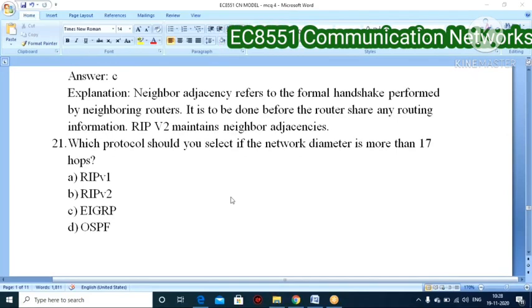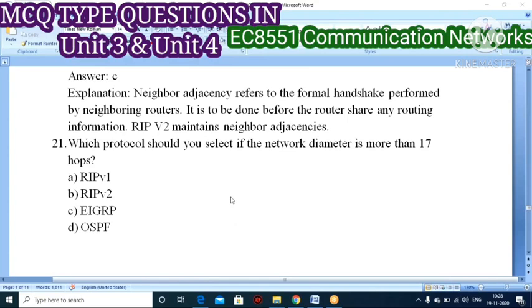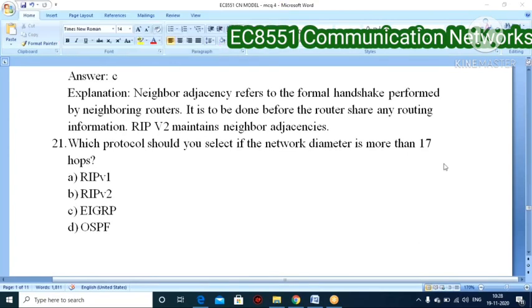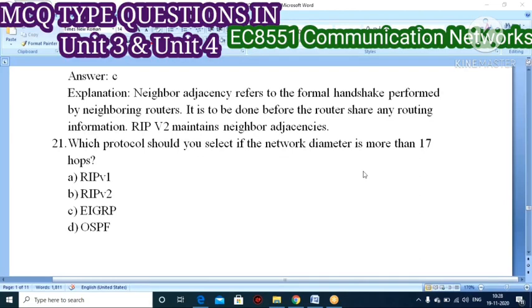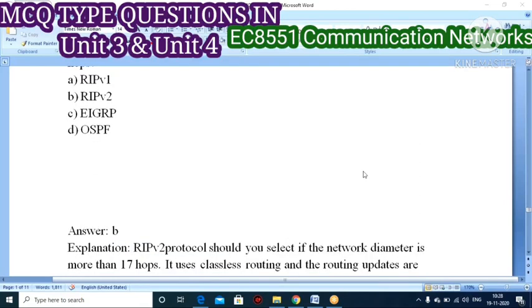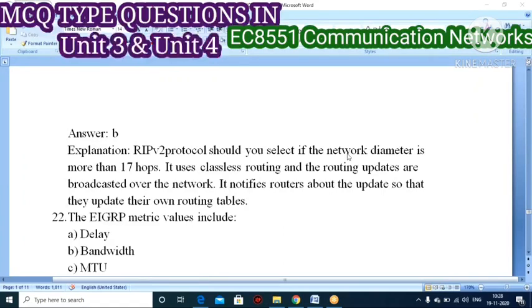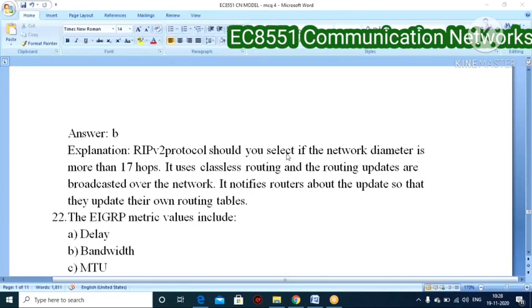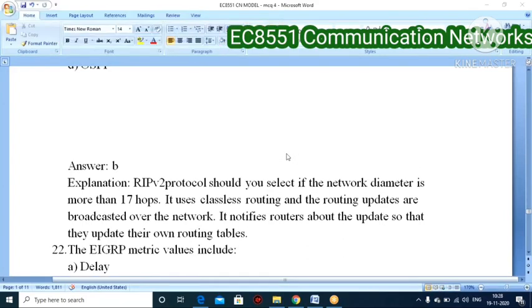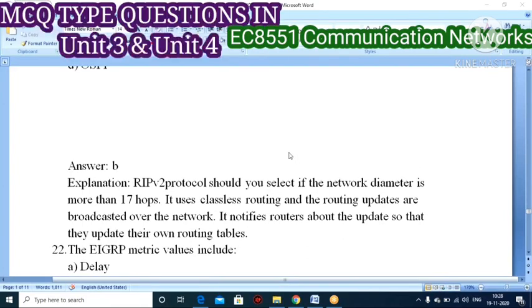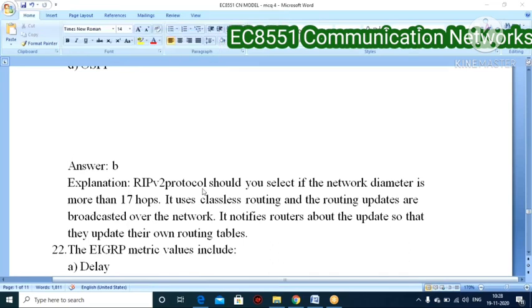Which protocol should you select if the network diameter is more than 17 hops? Version 1 or version 2, then EIGRP and then OSPF. So the answer is version 2. RIP version 2 is used for neighbor adjacencies, and if the network diameter is more than 17 hops, there also RIP version 2 is used.